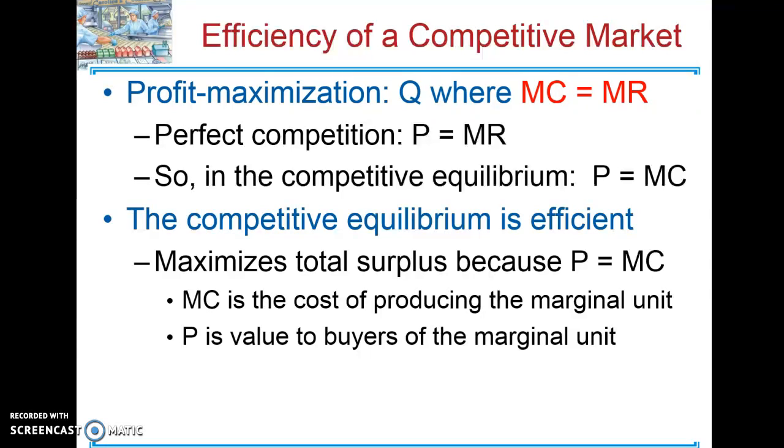Marginal cost is the cost of producing the marginal unit, that next unit. The price is the value to buyers of the marginal unit. So effectively, consumers are getting that good for the best price possible.